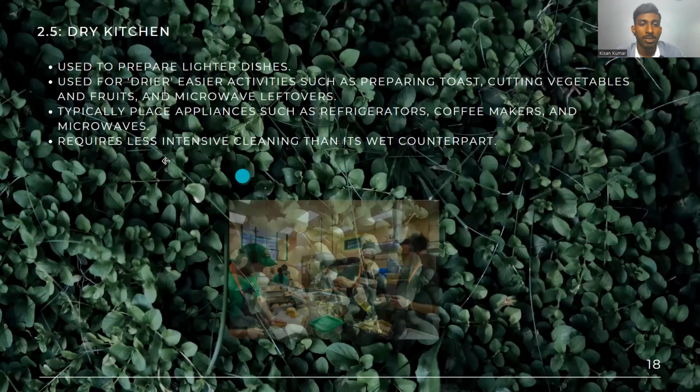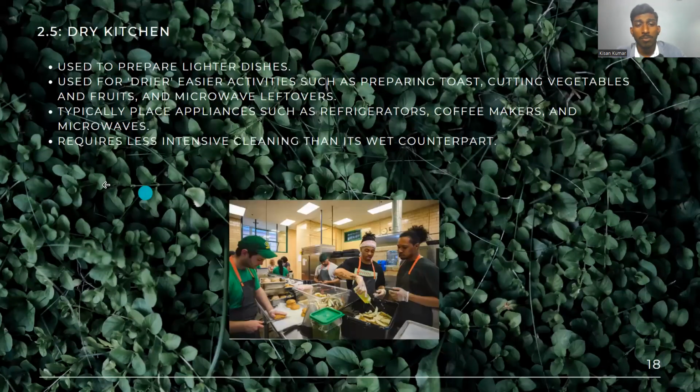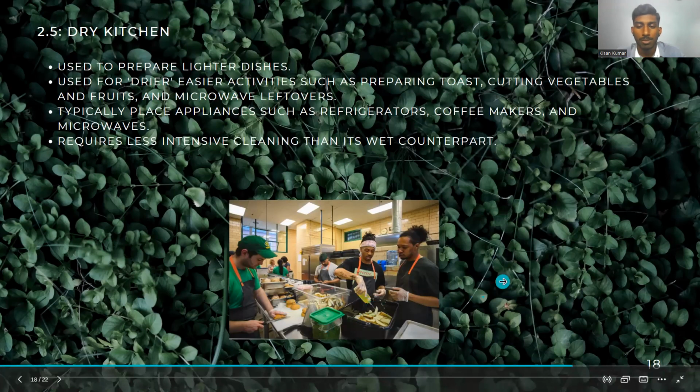Next, we see about the dry kitchen. The dry kitchen is used to prepare lighter dishes. The main activities conducted in the dry kitchen are drier, easier activities such as preparing toast, cutting vegetables and fruits, and microwaving leftovers. Typically, this is the best place to place appliances such as refrigerators, coffee makers, and microwaves. The dry kitchen requires less intensive cleaning than its wet counterpart. So this is an example picture of a dry kitchen.